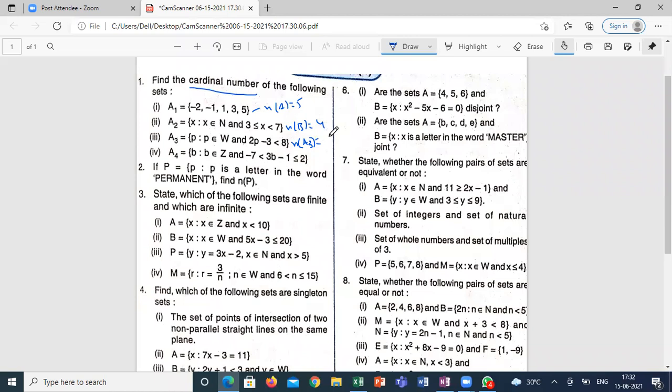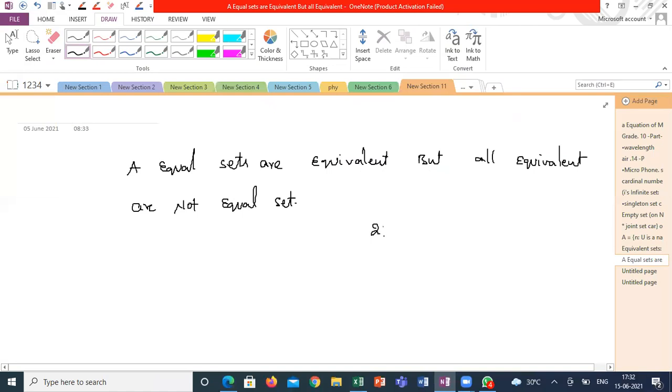2P minus 3 is less than 8, and P is only whole numbers. So 5, sir. Sorry, 6, sir. 2P minus 3 is less than 8, so 2P is less than 11.